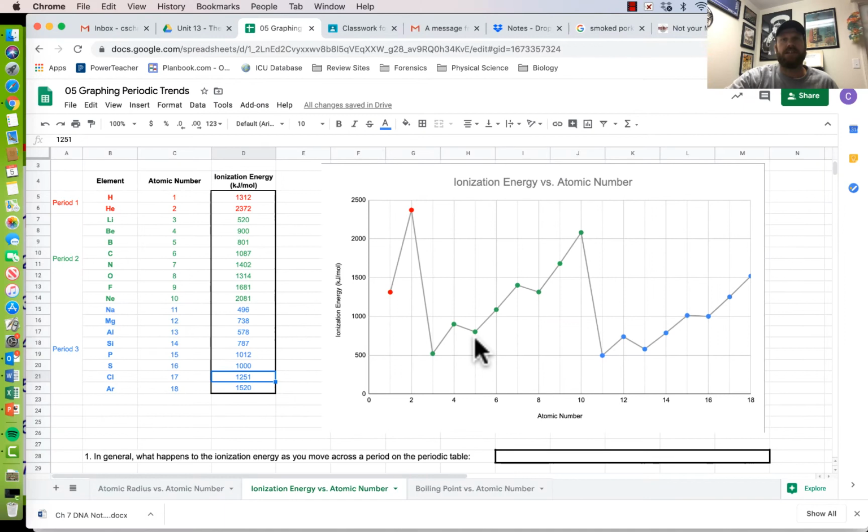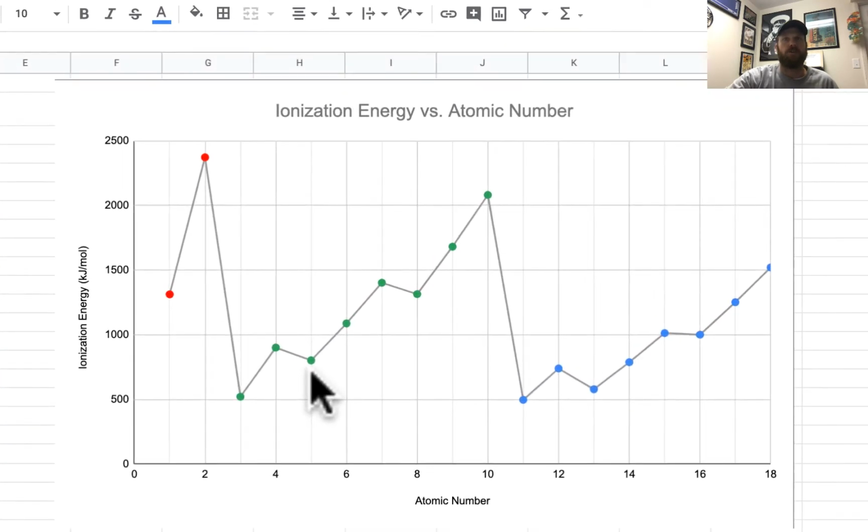Ionization energy is the energy required to remove an electron from an atom. You can see the general pattern for this trend is that ionization energy increases as you move from left to right across the period. There are a couple dips, but for the most part, the trend is more energy is required to remove an electron from an element on the right side of the table.